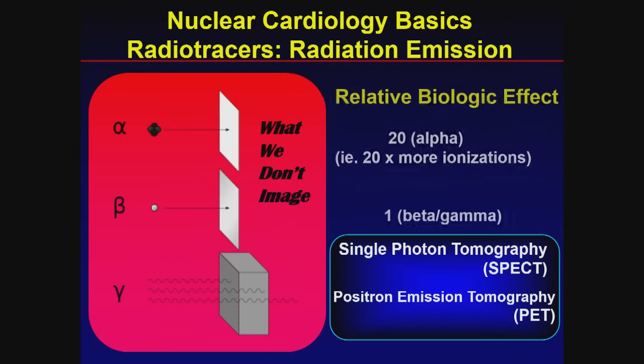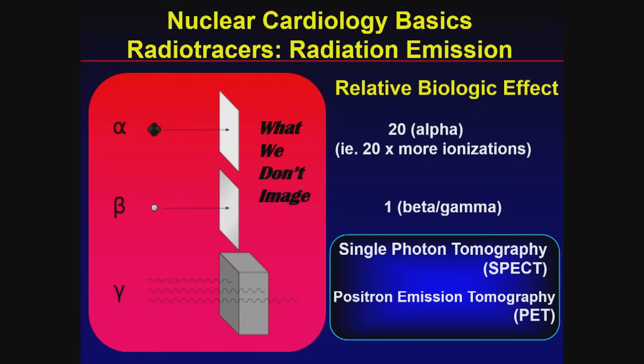The other thing is that we don't really like alpha emitters because alpha emitters cause a lot of radiation damage, about 20-fold greater than what you get with beta and gamma, okay, in terms of their biological effects. So alpha is not something we really like. Alpha is great when you're giving therapeutics and you want to destroy tissue, but not very good for imaging.